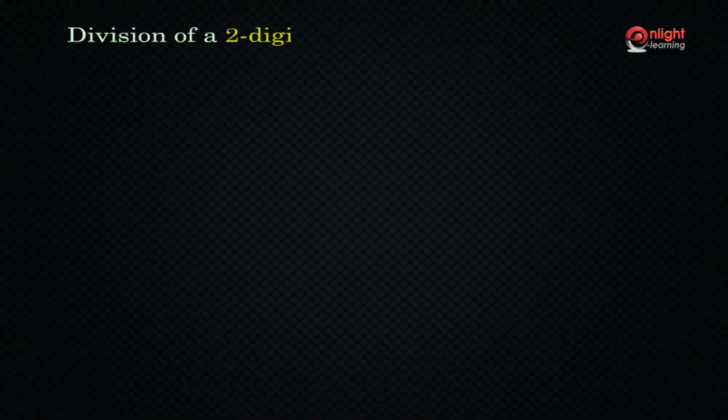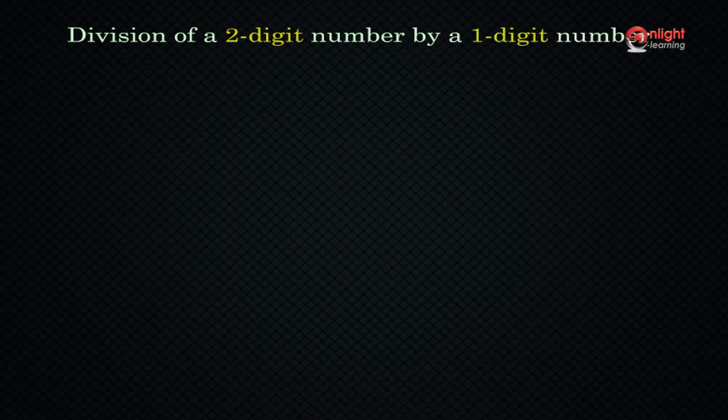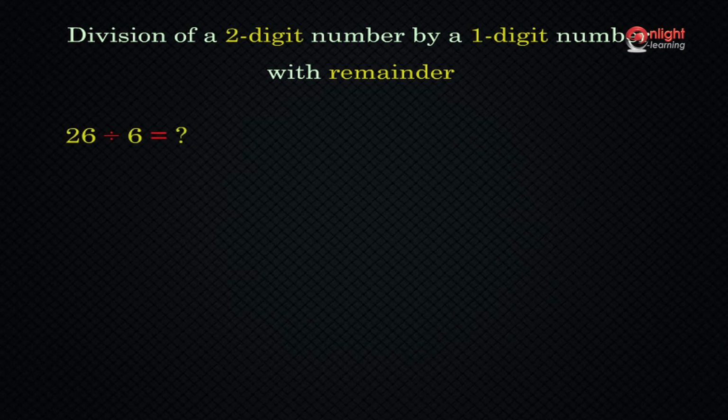Division of a 2-digit number by a 1-digit number with remainder. Divide 26 by 6. Solution.